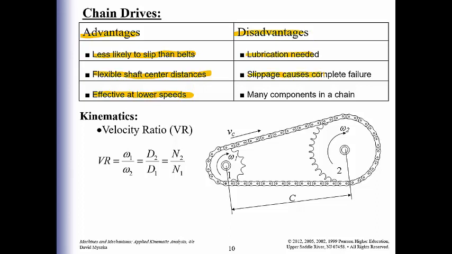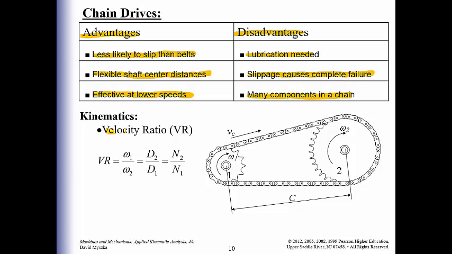If it does slip, there's a complete failure, so that's not a good thing. And then there are many components that make up a chain, and that's something you have to be careful about. So if torque is placed in the wrong direction or a certain amount of force, then you could destroy that chain, and you would have to get a completely new one.